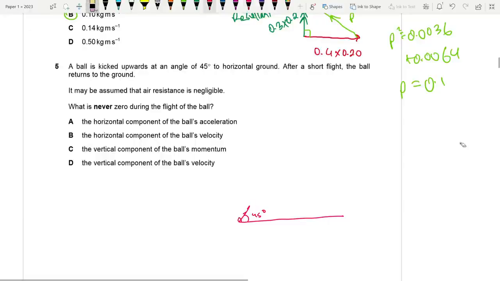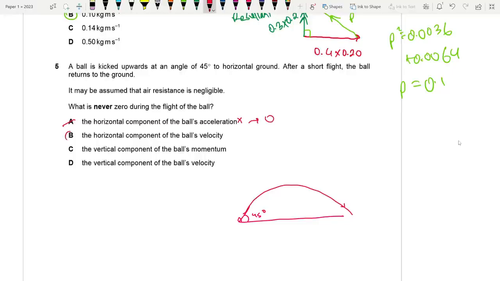Okay, now after a short flight, the ball returns to the ground. So essentially, the path was like this. It was a projectile. So what was never zero? The horizontal component of the ball's acceleration. This was always zero. It can't be a, because since there is no resistance, the ball only experiences weight. So there is no horizontal force. So horizontal acceleration is always zero.